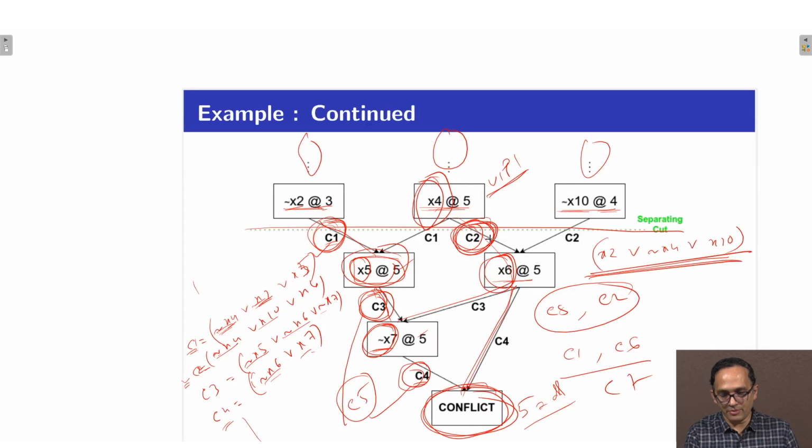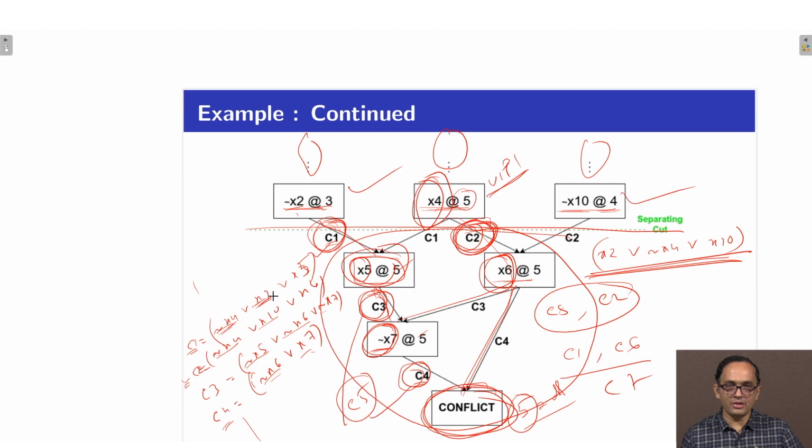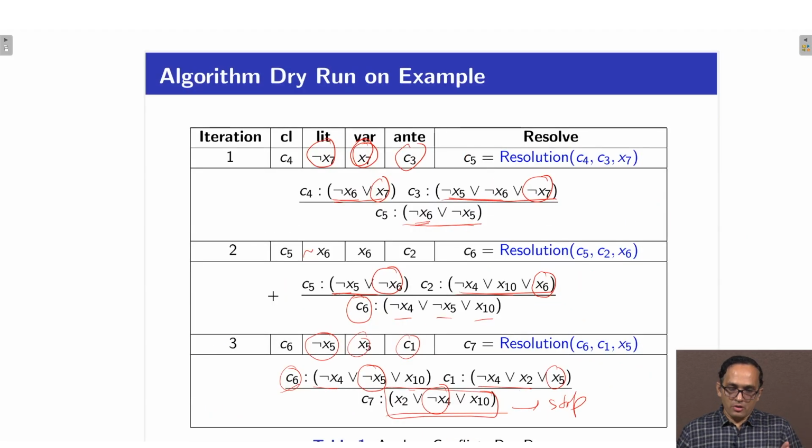In my case, I got the conflict at decision level 5. So I will remove everything of level 5 and keep up to level 4. This node I will keep, this part of the graph I will remove, and then I will restart the process again. Okay. So, this is an efficient algorithm to compute the conflict clause, which is asserting.